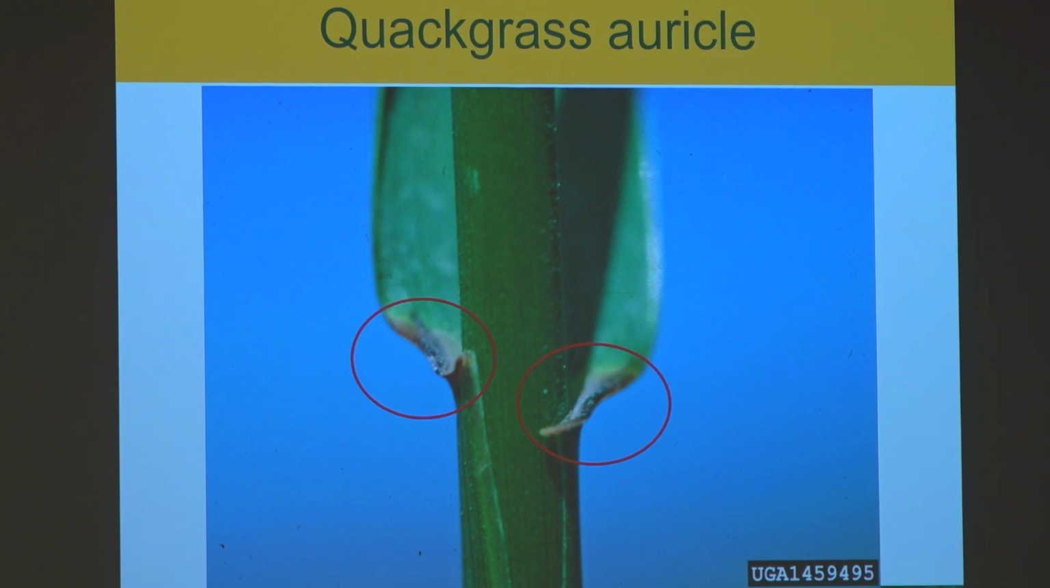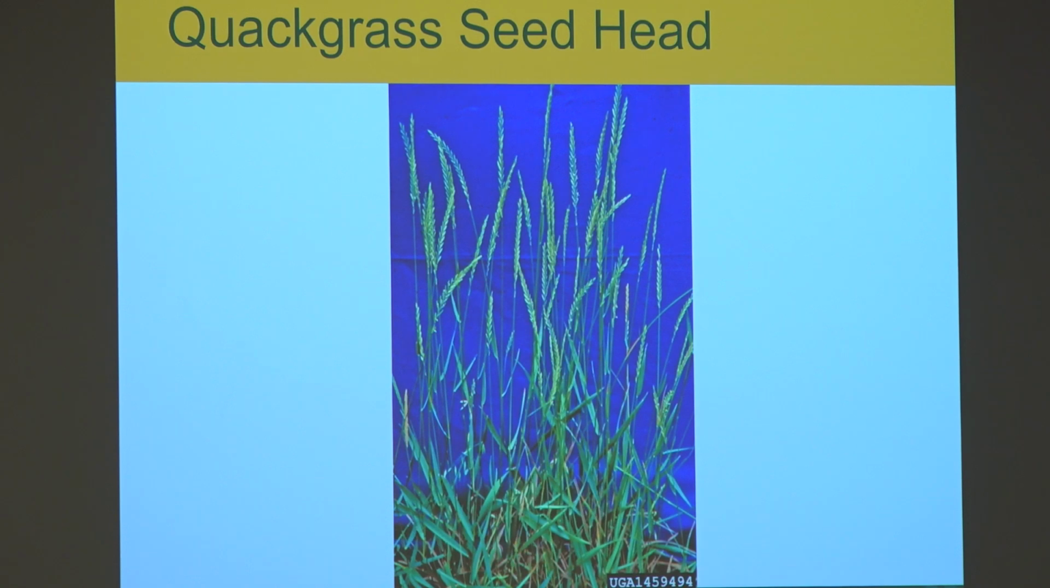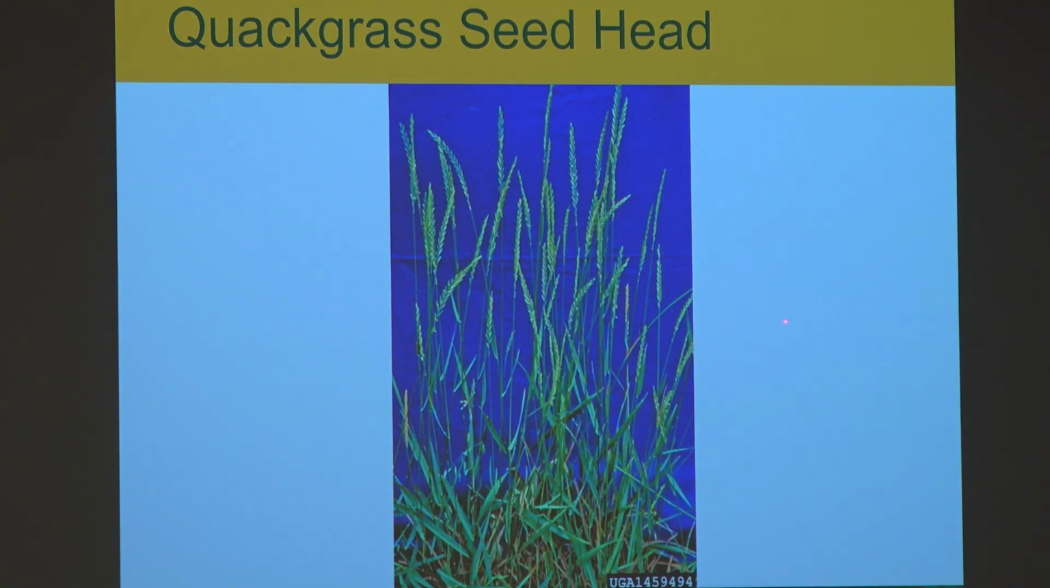You also want to look at the root system. Quackgrass is notorious for having deep and long rhizomes. So its root system extends under the surface and then just spreads, so you can't just pull this out easily. If you pull out the rhizomes, you'll notice it's kind of pearly white in color. And then here's the seed head for quackgrass. It's just got a single spike on it.